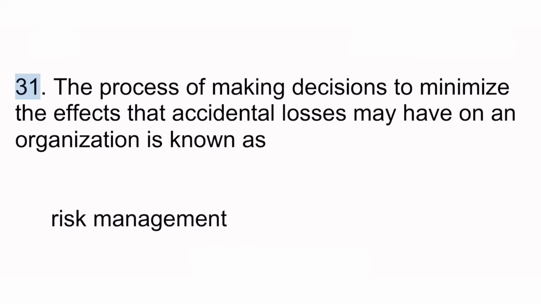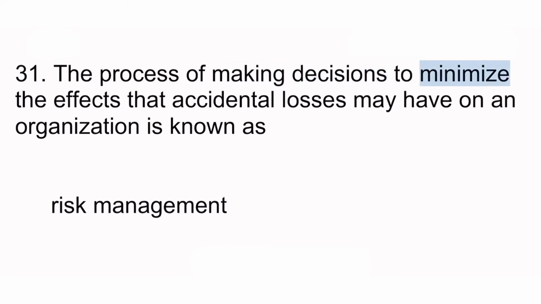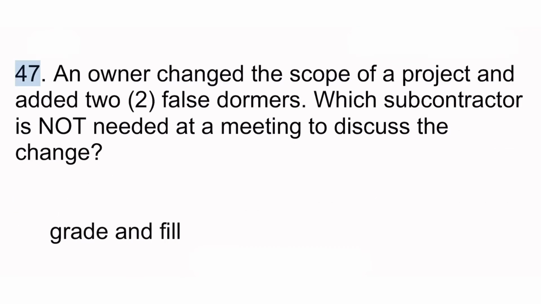31. The process of making decisions to minimize the effects that accidental losses may have on an organization is known as risk management. 47. An owner changed the scope of a project and added two false dormers. Which subcontractor is not needed at a meeting to discuss the change? Grade and fill.